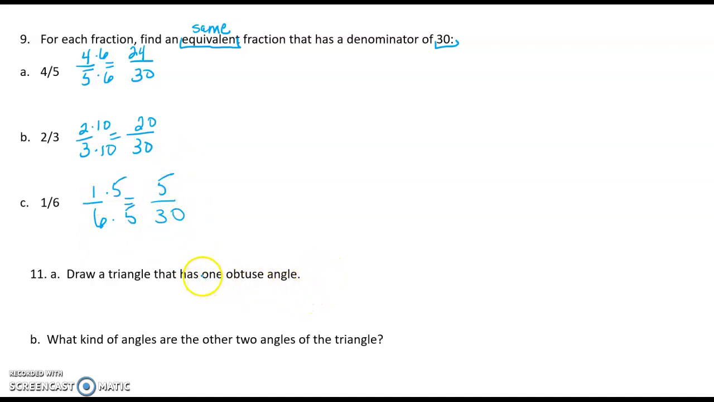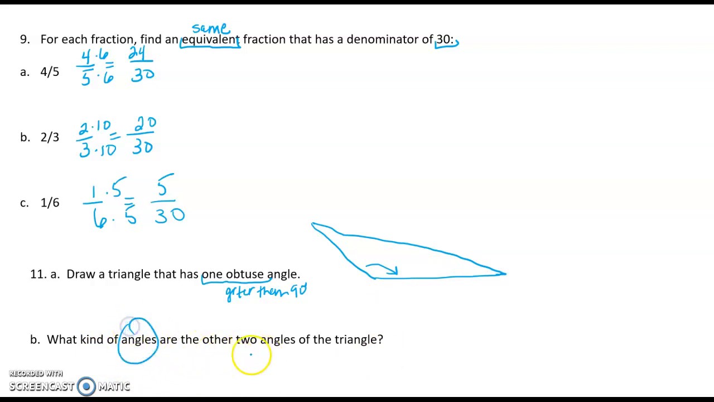All right, number 11. Draw a triangle with one obtuse angle, so this is greater than 90 degrees. Okay, so my obtuse angle is going to look kind of like that. And then I'm just going to connect that. Oh, that's a triangle. Okay, and there's my obtuse angle. What kinds of angles are the other two angles? So these are both acute. They're going to be less than 90.